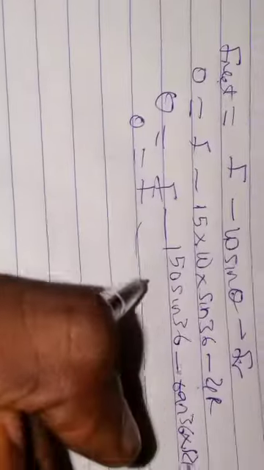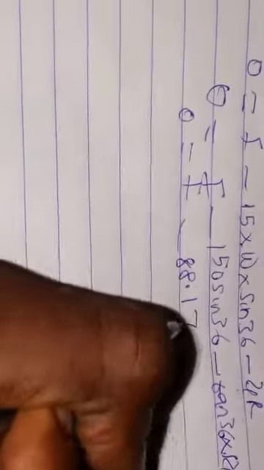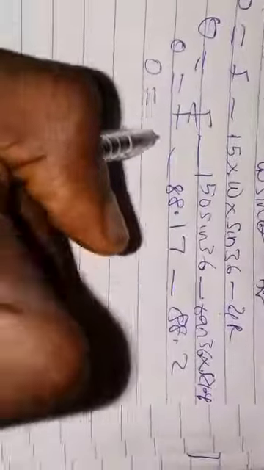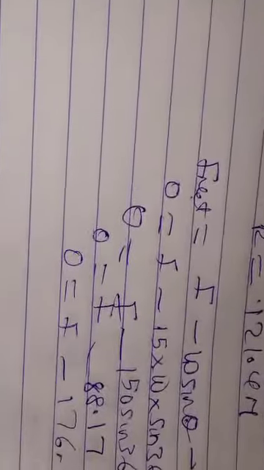That's what? 88.17, minus tan 36 times 121.4, which is 88.2. So this is 88.2. So your 0 is equal to F minus the addition of 88.17 and 88.2. Yes, this will give us what? 176.37. So just bring it here.